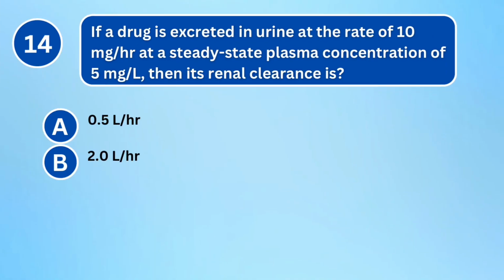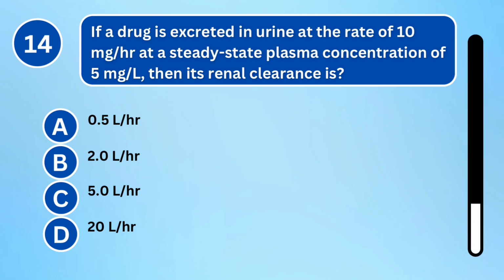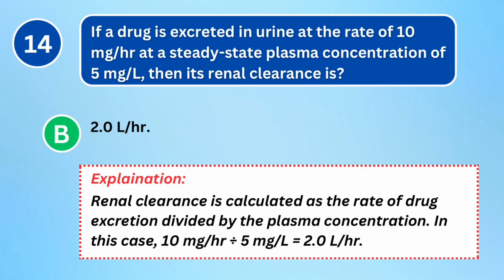If a drug is excreted in urine at the rate of 10 mg per hour at a steady-state plasma concentration of 5 mg per liter, then its renal clearance is A. 0.5 liter per hour, B. 2 liter per hour, C. 5 liter per hour, or D. 20 liter per hour. Correct answer, b. 2 liter per hour.